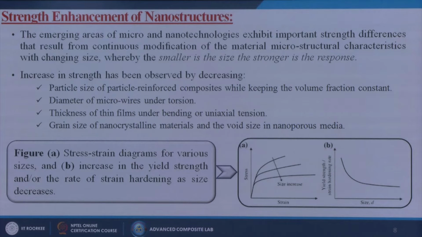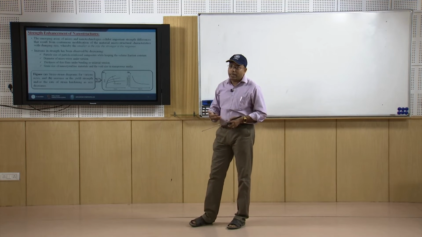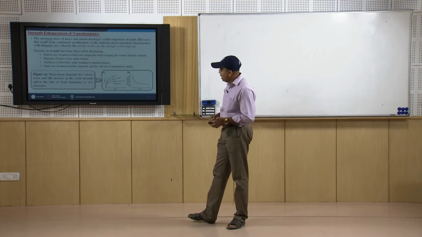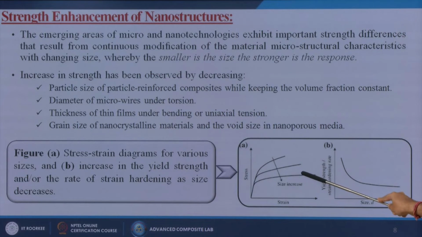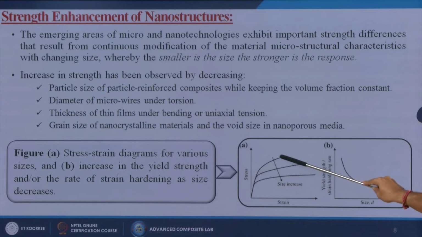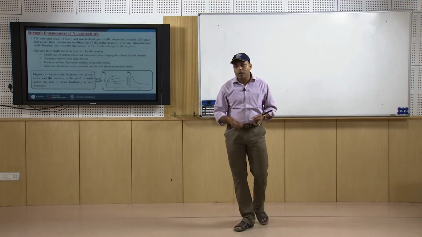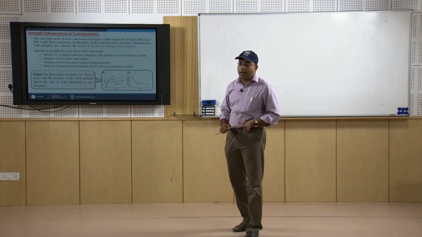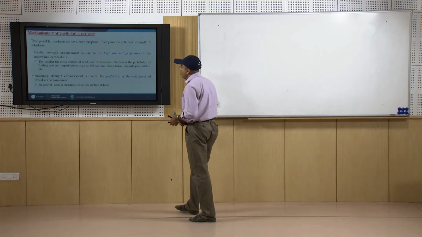So, when we are increasing the strength, or maybe it has been observed by decreasing size, this can occur inside the material itself, or maybe we can see these properties from that material's point of view. So, here is the figure, where A is showing the stress strain diagrams for various sizes. Then when we are changing the size, how the stress is varying in terms of strain, and not only that, the right hand side figure is showing the change in yield strength or the rate of strain hardening as the size decreases. So, how these mechanical properties are changing depending upon the crystallite size of that particular nanocomposite or maybe the coating.